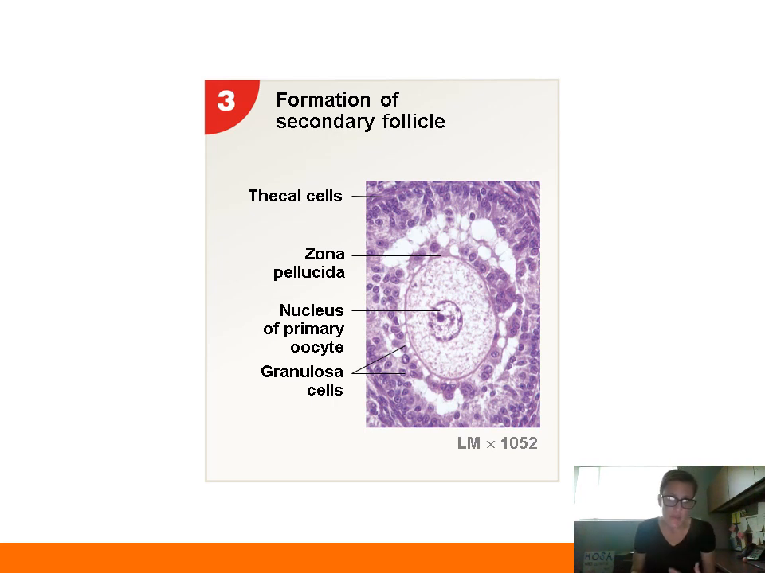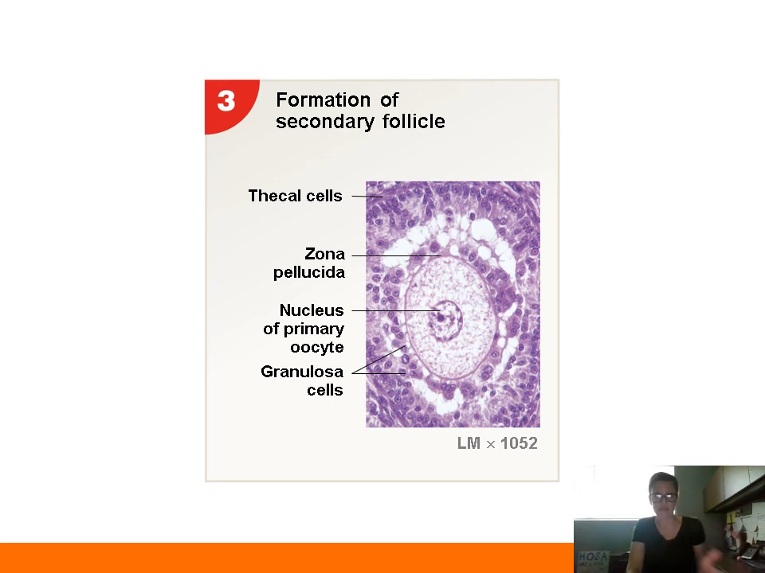So the next step is the formation of a secondary follicle. A lot of primordial cells develop into primary follicles, but not very many of those are going to ever develop into a secondary follicle.